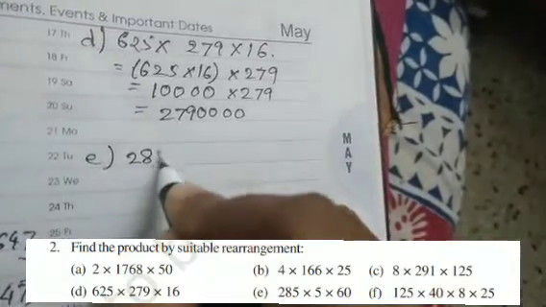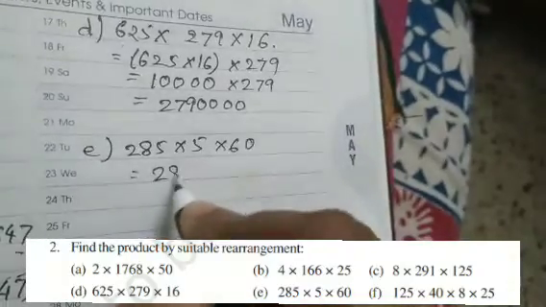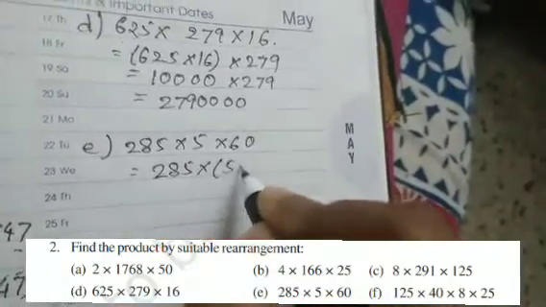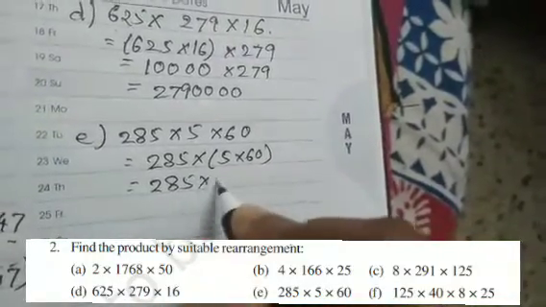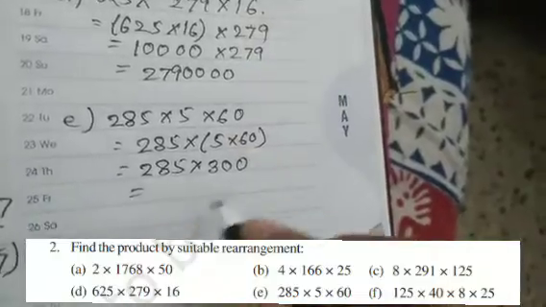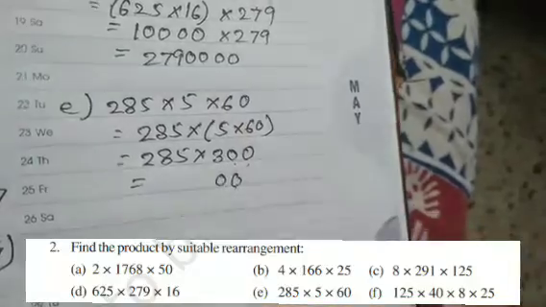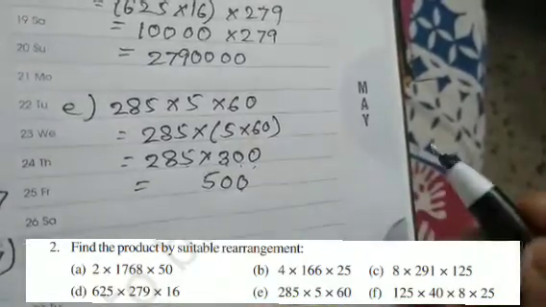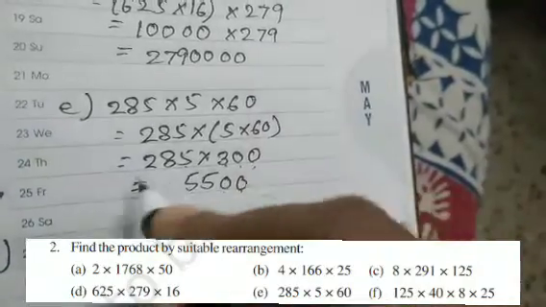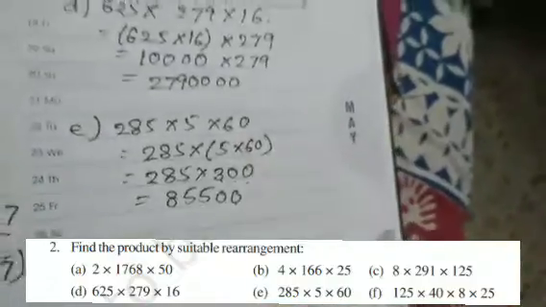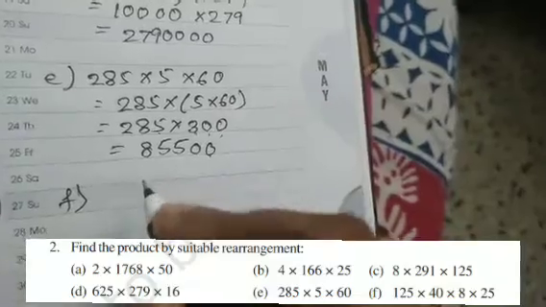Next question is E. It is 285 into 5 into 60. So I can do 5 into 60 first. So 285 into 300. You see, multiplication in this case is there, but it is very little. I'll put the 2 zeros that I have here. 5 threes are 15, carry 1, 2 fours are 8 plus 1, 9... the product is 85500.